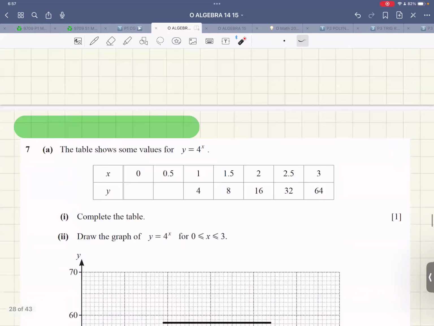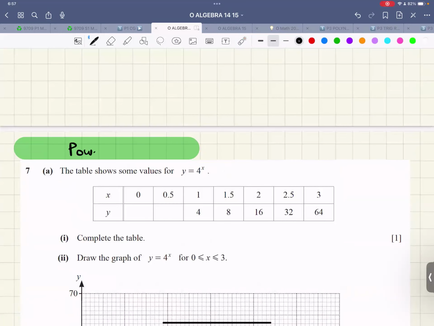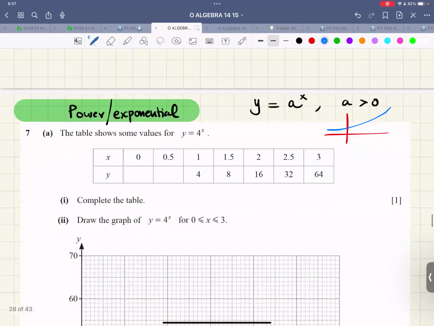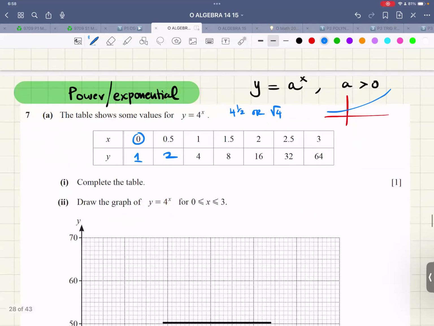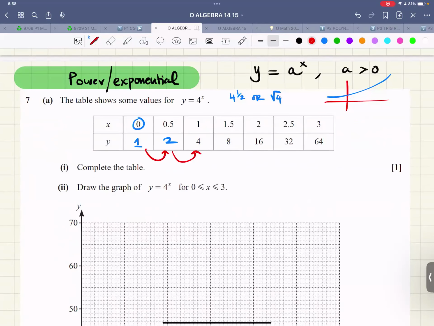Another question, this time, this is a power graph. This is a power or an exponential graph. Remember when we did sketches, we drew something like this, y is equals to a power x if a is positive. And we know that the graph will be something like this. So the graph will look like this. If I plug in the value of x is equals to 0, 4 raised to power of 0 is 1. If I plug in the value of half, 4 raised to power of half, that means square root of 4. This comes out to be 2. So this is 1, this is 2, this is 4, this is 8.